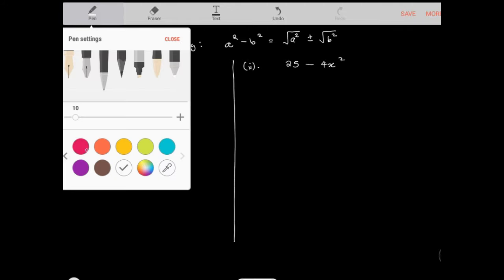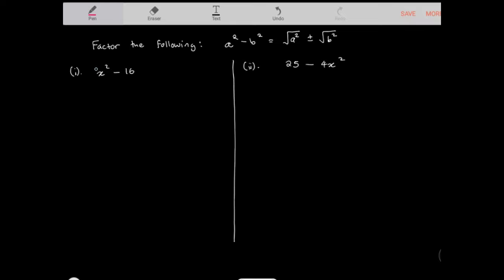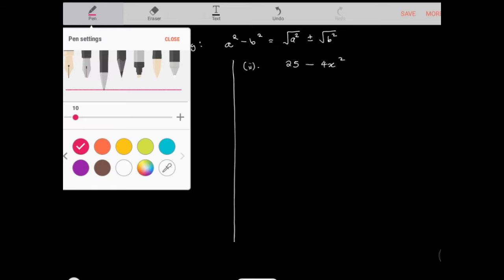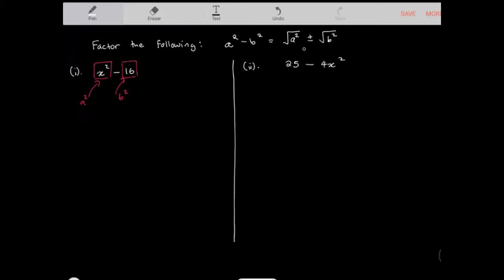You want to ask yourself, okay, does this look like a squared minus b squared? If you take a look at this and this, right? Let this be a squared, let this be b squared, and it'll look like a squared minus b squared. And you want to use the template, so you're going to be doing the square root of a squared plus or minus the square root of b squared. So the square root of x squared plus or minus the square root of b squared, which is 16. Right? The square root of x squared is x, plus or minus the square root of 16, which is 4.